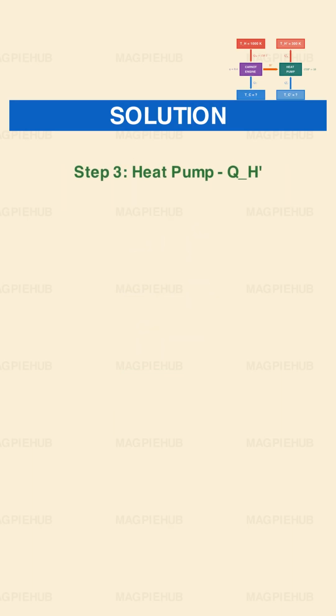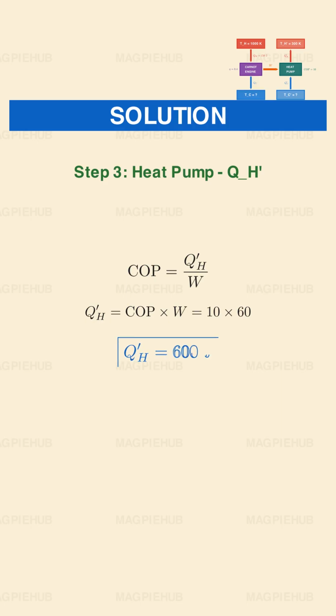The coefficient of performance of a heat pump is defined as Qh pump divided by W. With COP equals 10 and W equals 60 joules, we get Qh pump equals COP times W, which is 10 times 60, giving Qh pump equals 600 joules. Option D claims Qh pump is 540 joules, which is incorrect.